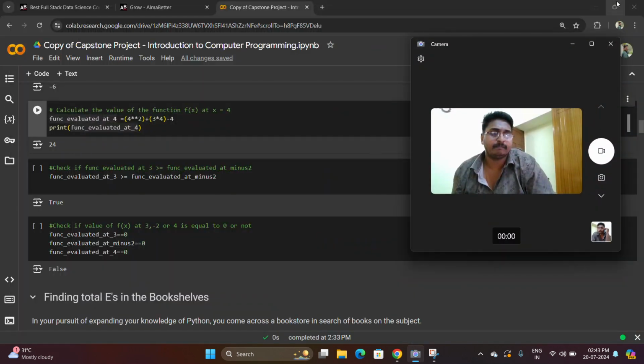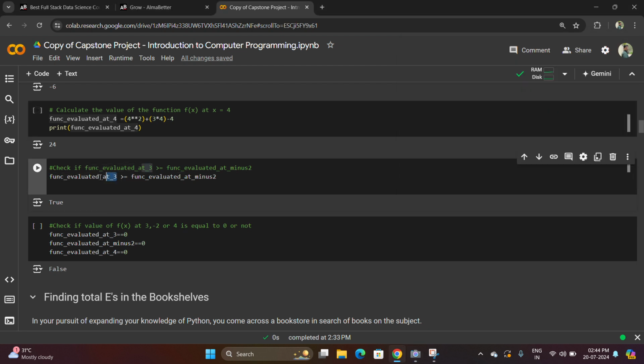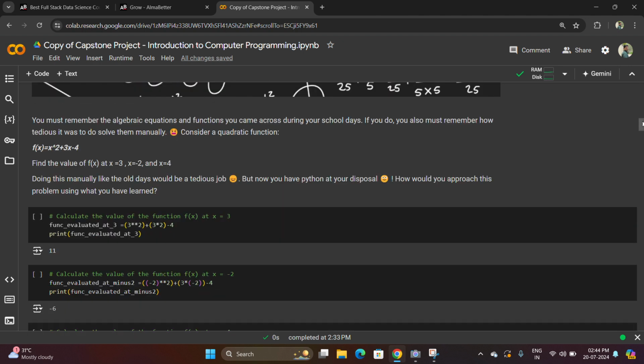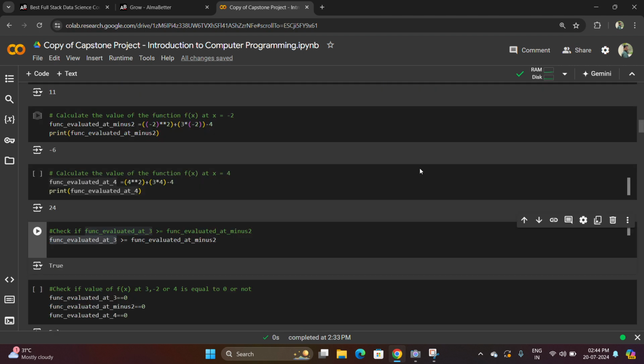Then check if function evaluated at 3 is greater than or equal to function evaluated at minus 2. We'll have to just use this. Function evaluated at 3 is 11. 11 is greater than or equal to function evaluated at minus 2, which is 6. So it is true, and we'll be getting the output as the Boolean expression true. Okay.